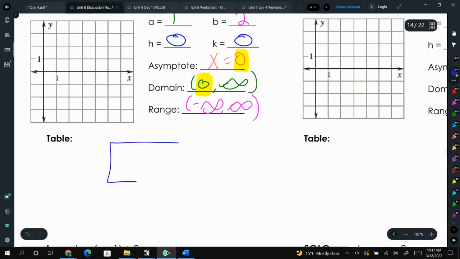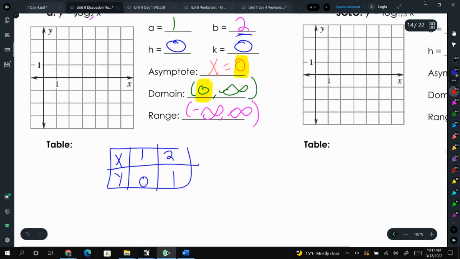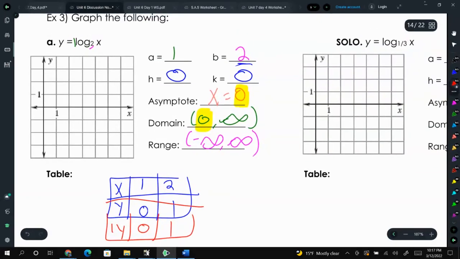All right, now for our table, like I was saying up above, we're going to have 1, comma 0, and then b, comma 1. Our b value here is 2, so 2, 1. And then we would have that third row for a times y. In this case, it is just 1. And then we graph these points. So we have 1, 0, and then 2, 1. So our logarithmic graph would look like this. And our asymptote is at x equals 0. So we draw that asymptote.